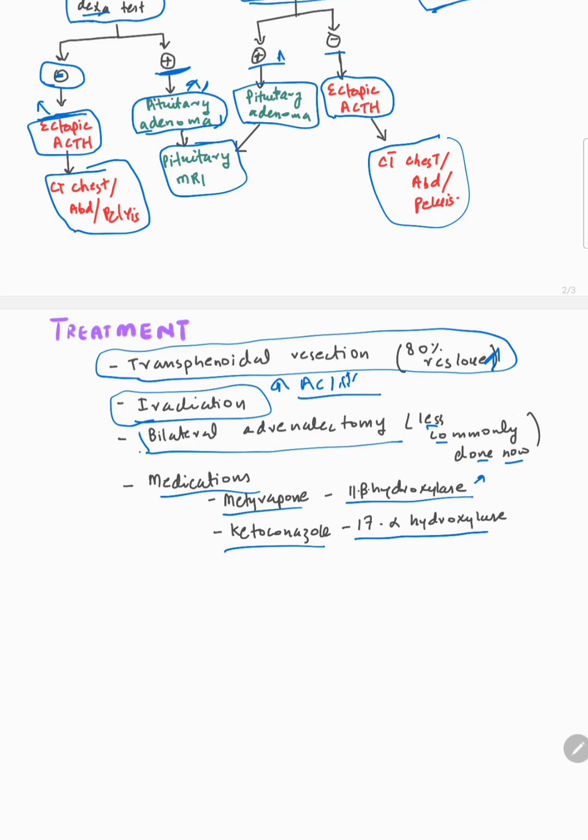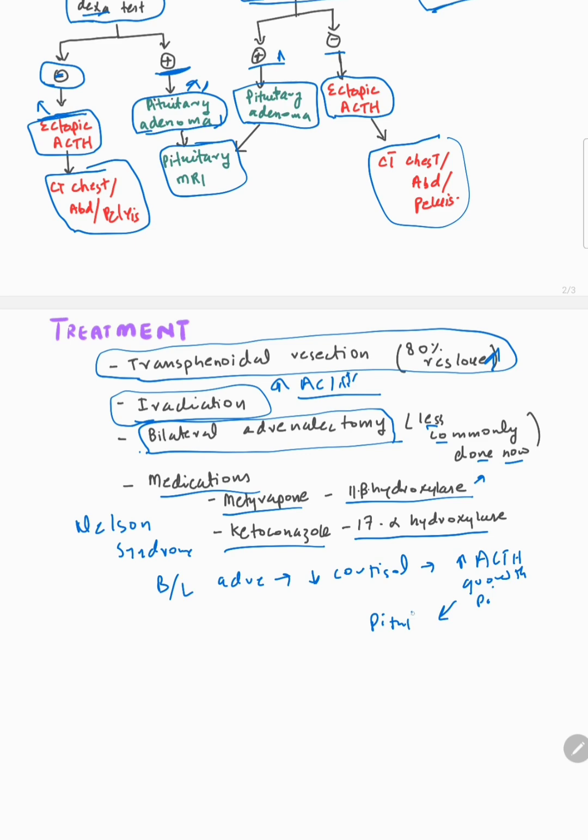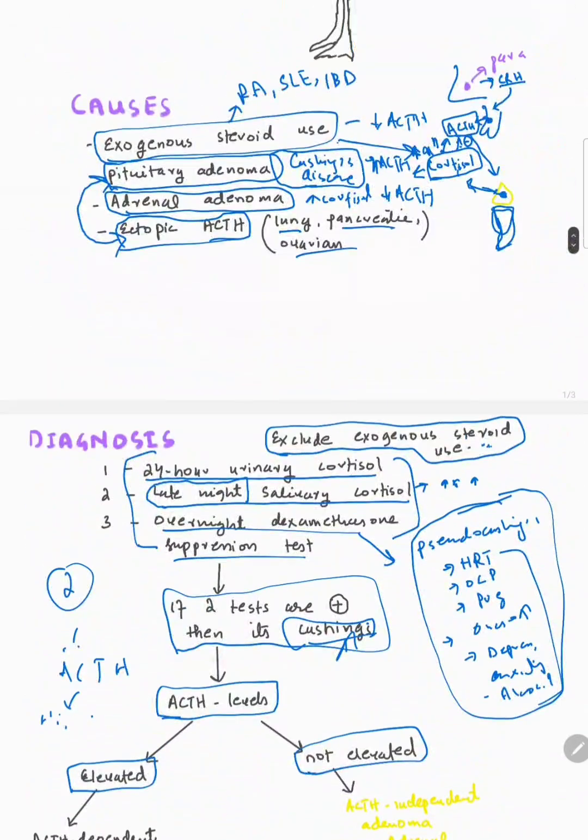Another thing, which is a rare syndrome, is Nelson syndrome, and it is associated with bilateral adrenalectomy. If you do bilateral adrenalectomy, there will be decreased cortisol, and that decreased cortisol will cause increased ACTH that causes growth of the pituitary cells. So it actually leads to pituitary adenoma. Bilateral adrenalectomy leading to pituitary adenoma is called Nelson syndrome. So just a rare syndrome, this one. Hope this one was helpful.